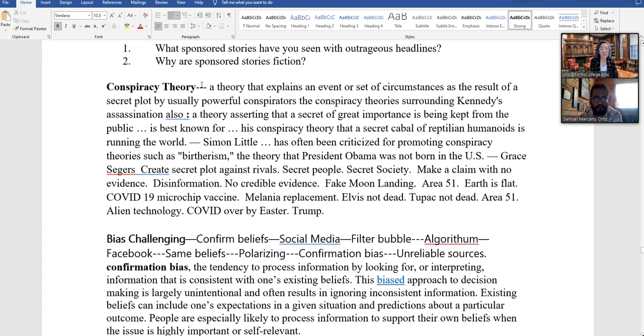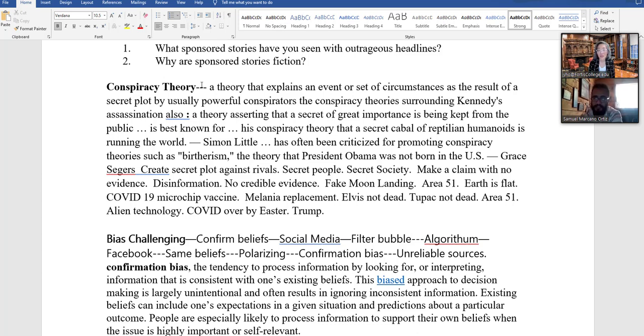And then what is a conspiracy theory? What is a conspiracy theory? And what is bias challenging? Conspiracy theory is unchecked information that people believe. Rumors.